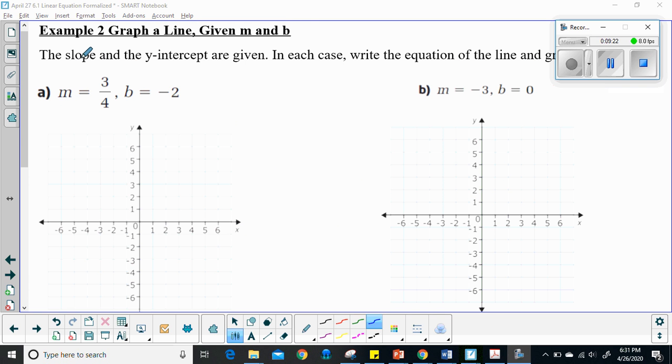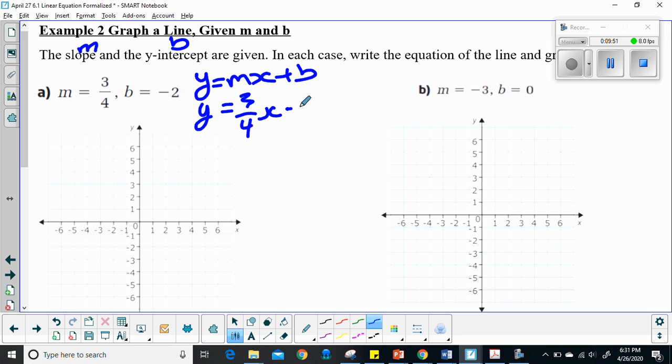All right, time to graph some lines. So here I'm giving you the slope, so my m value, and the y-intercept, which is my b value. So I'm being told my slope, which is m, my y-intercept, which is b, and I want to write the equation of the line and graph it. So we know y equals mx plus b. Well, I'm giving all my numbers here, so let's just pop them in. M is 3 over 4.